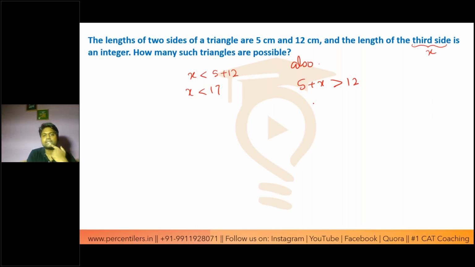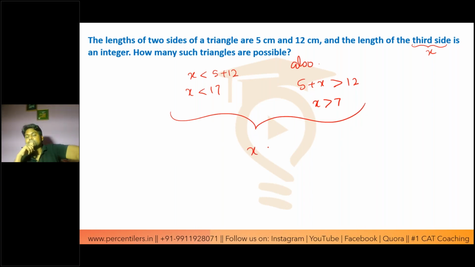एक बार ये भी तो करके देखते हैं, इससे आपको मिलता है x is greater than 7. So what are you getting? X is less than 17, yes, but it should also be greater than 7. So it's not 16 values. It's 8, 9, 10, 11, 12, 13, 14, 15, 16. 9 values.